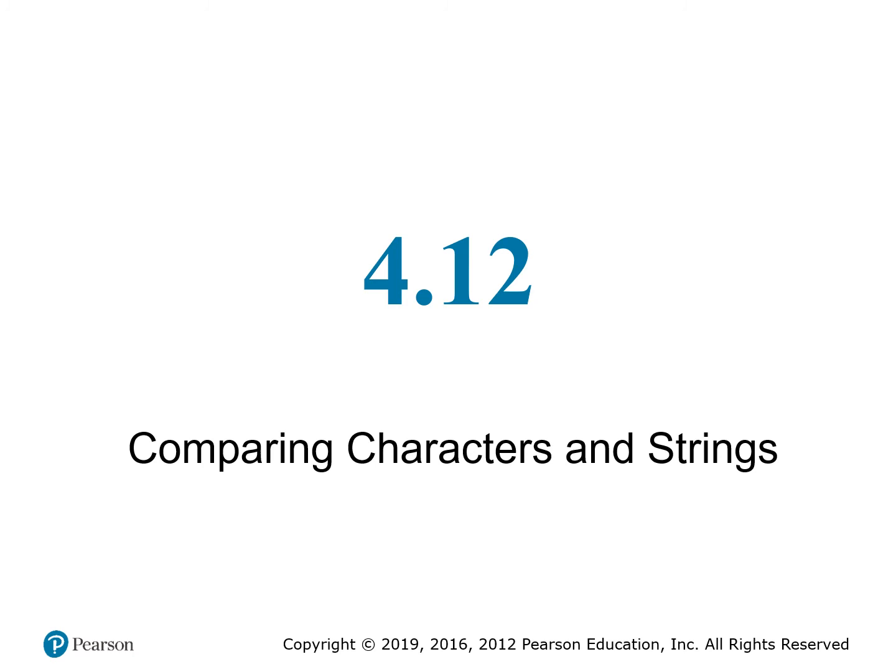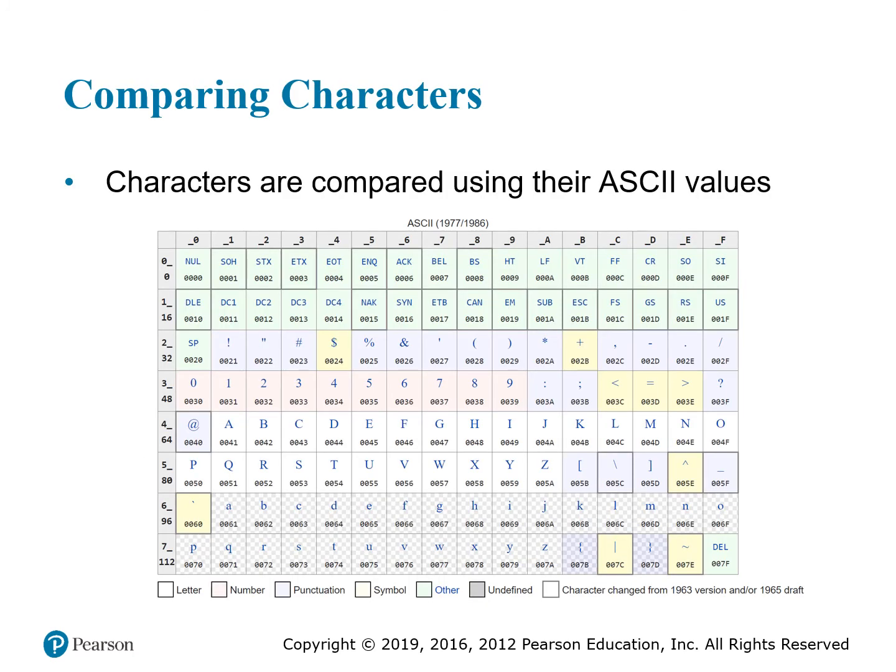Comparisons between characters and strings. Characters are compared using their ASCII values. Now this little table here shows you the hexadecimal number equivalents of all the ASCII characters. So you see that numbers have lower values than letters. So if I said, is 1 less than A, I would get the answer true.